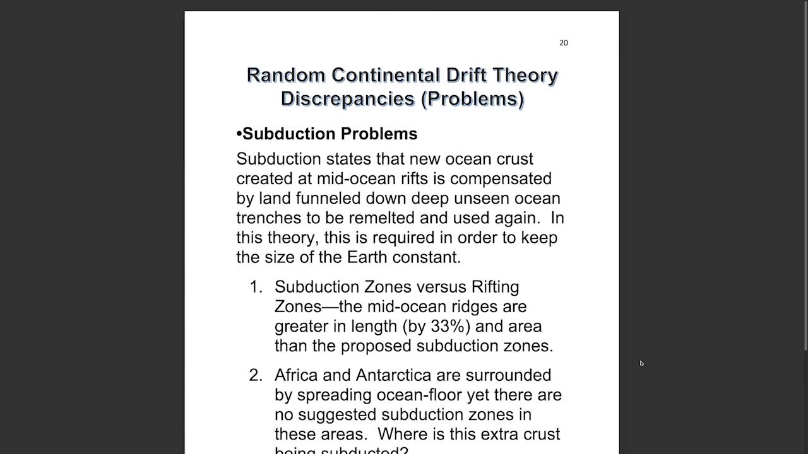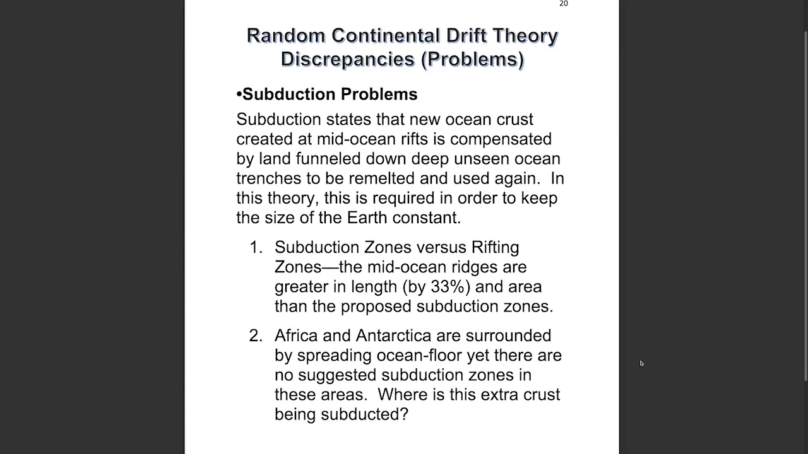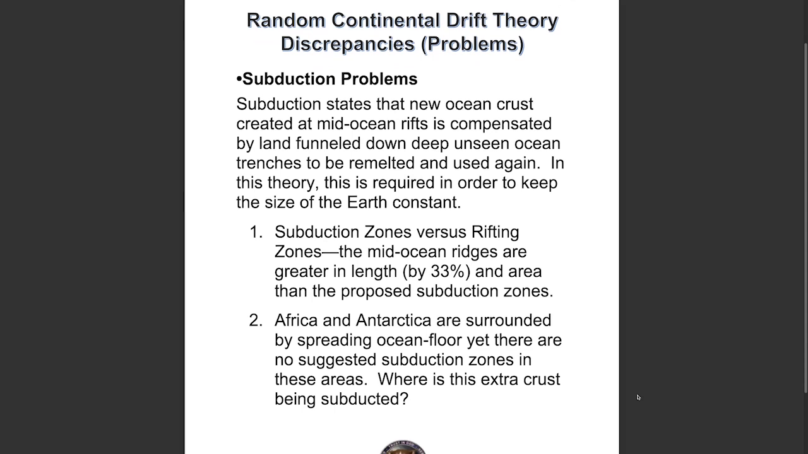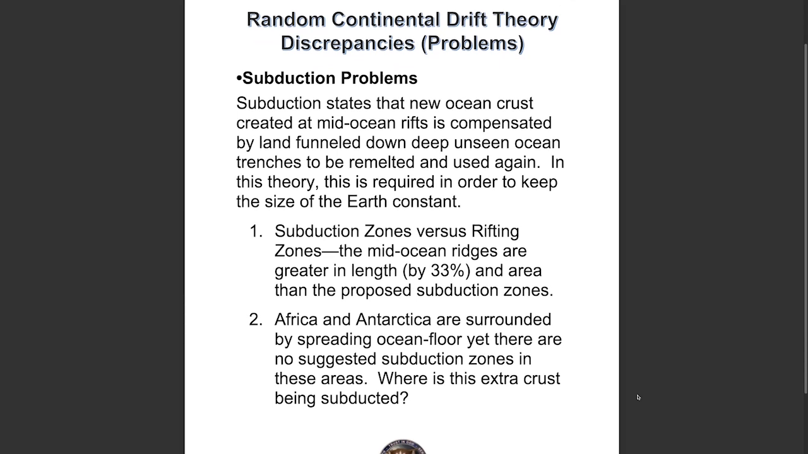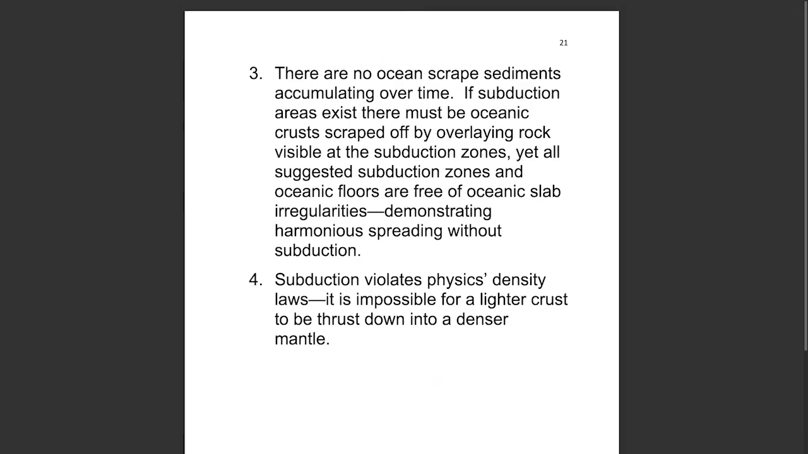The first problem with that is subduction zones versus rifting zones. They would have to be equal, but they're not. The mid-ocean ridges are greater in length by 33% than the area of the proposed subduction zones. Again, as also previously stated, Africa and Antarctica are surrounded by spreading ocean floor, yet there's no subduction zones suggested in those areas. Where's the extra crust being subducted to? Just disappearing? It's like, bam, magic.